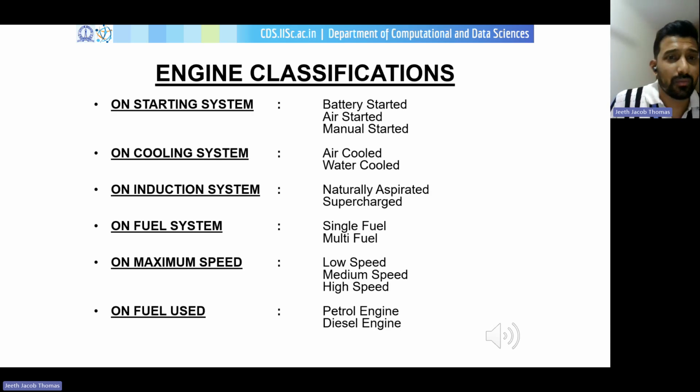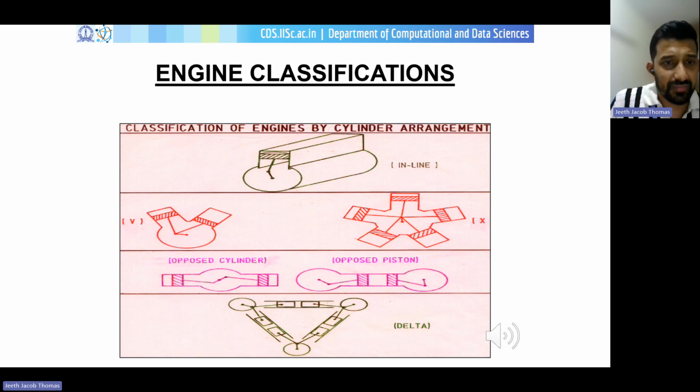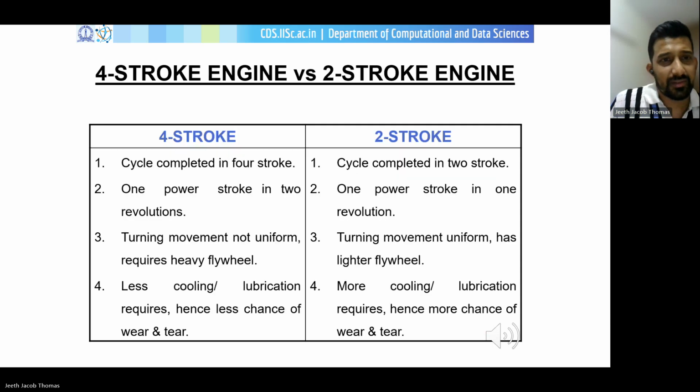You could have air cooled, water cooled. You could use one fuel. You could use a mixture of fuel. Very many classifications. Now, in this slide, you can take a look and you can see that cylinders could be arranged in all these variations.